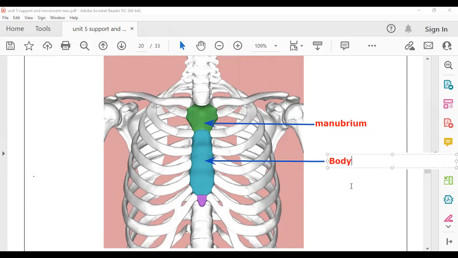And this one, the xiphoid process of the sternum. How is xiphoid process spelled? X-I-P-H-O-I-D. Correct? Yes.